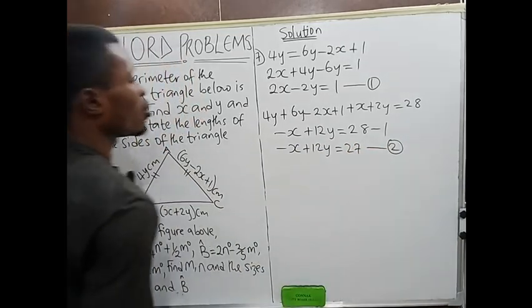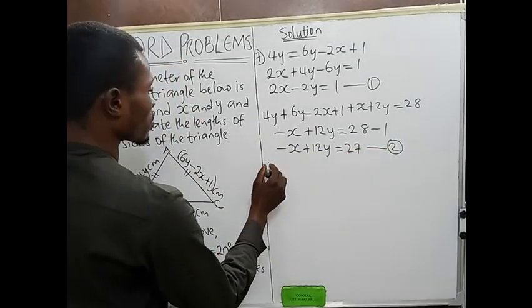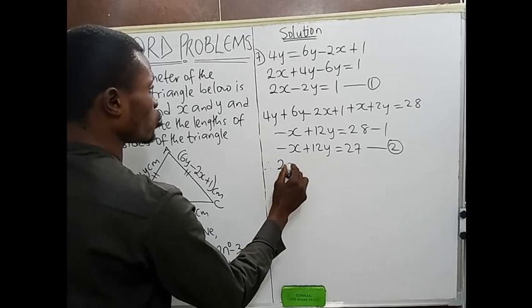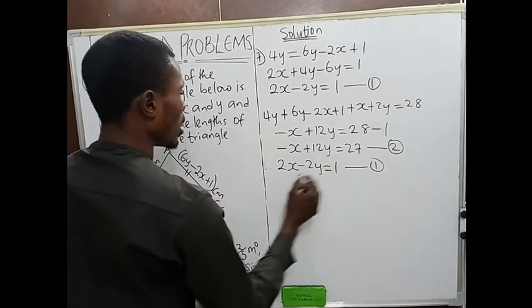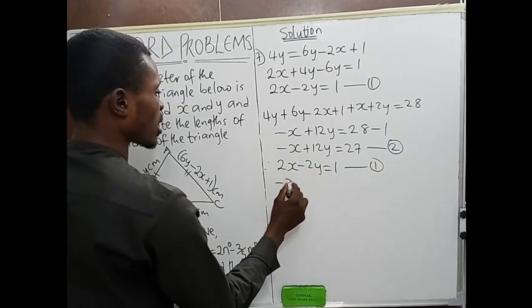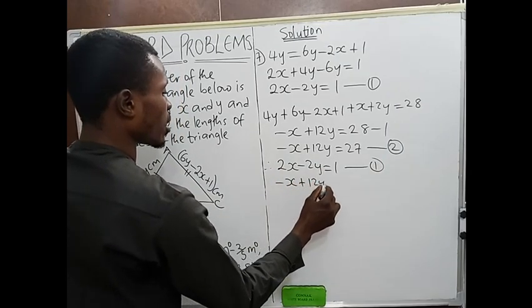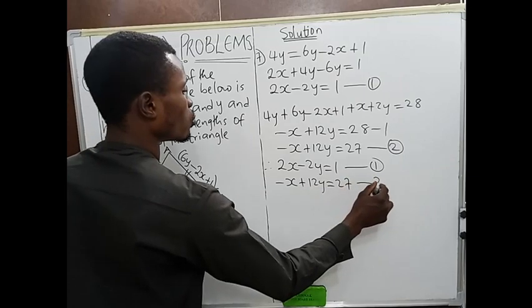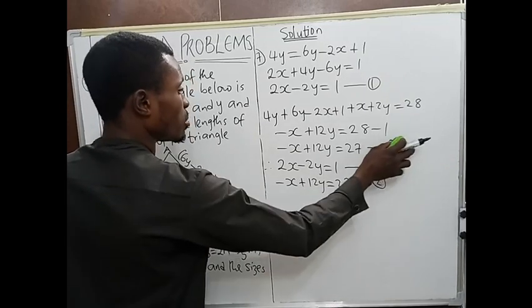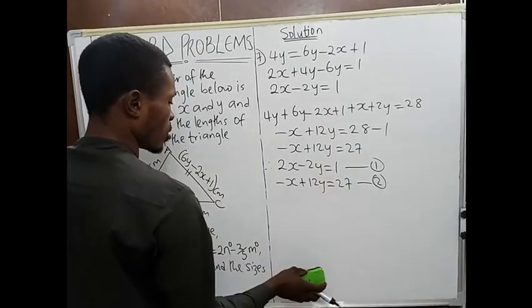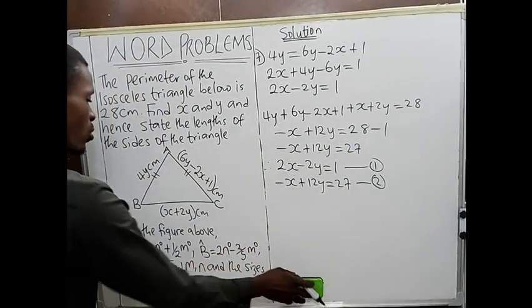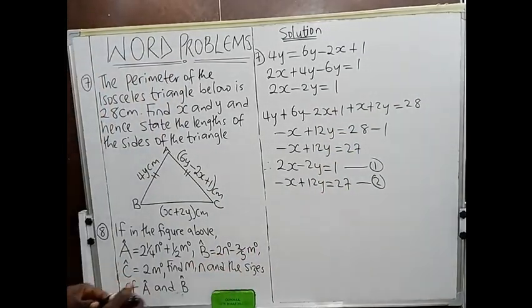Equation 2. Okay? Therefore, we have what? Equation 1 gives 2x minus 2y equals 1. Equation 1. And minus x plus 12y equals 27. Equation 2. I don't need to repeat this, so let me delete this. All right, these are the equations for question 7.